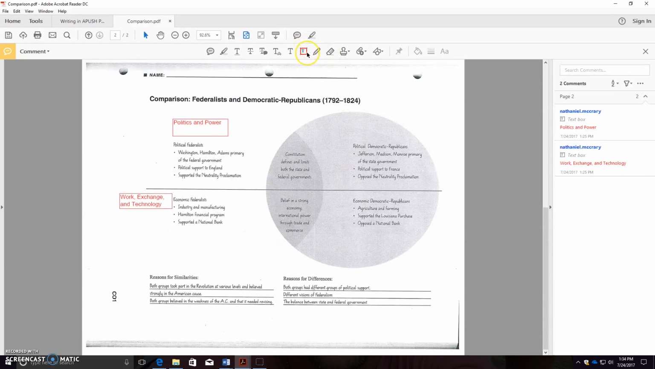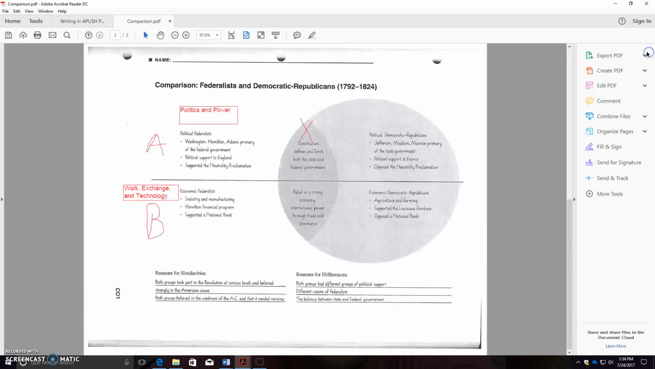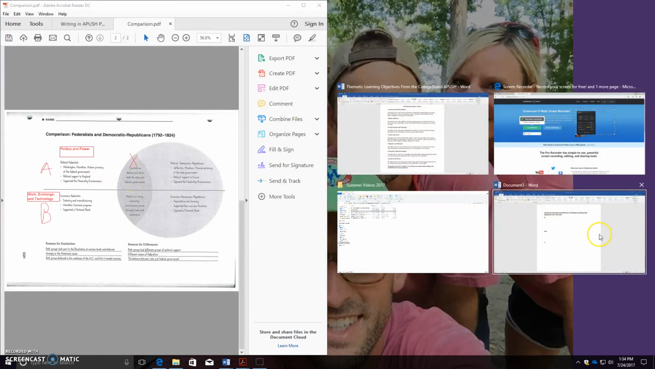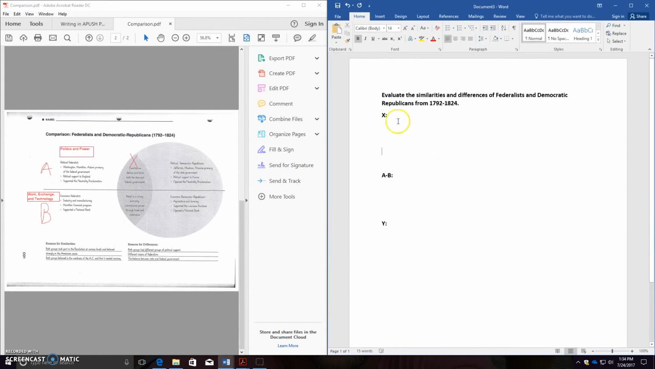Okay? So if we go back to the graphic organizer, we need to label our A, B, and our X. Okay? And in my opinion, the Democratic Republicans and the Federalists were a lot different. So my main argument is going to be that there are more differences. So I'm going to write my A right here, my B right here, and my similarities in the middle will be my X statement. And so now let me pull up our thesis page, and we are now ready to write our thesis.